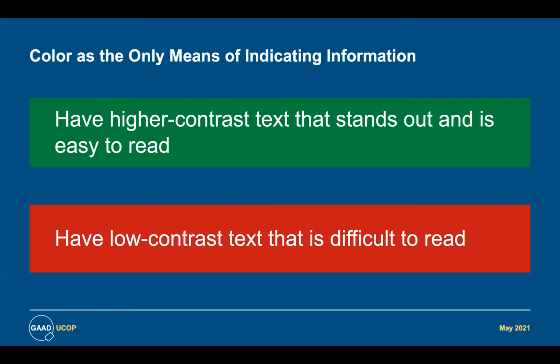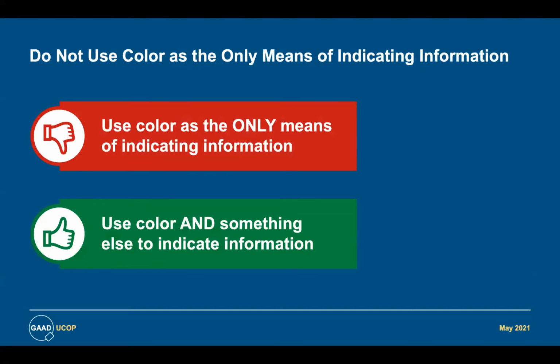red. The only information or indicator that is indicating which is the Do or the Do Not guideline are the colors red or green, which are colors that are also problematic for people with the most common form of color blindness. So that's not to say that you can't use color to help indicate information, but that color shouldn't be used as the only means of indicating information.